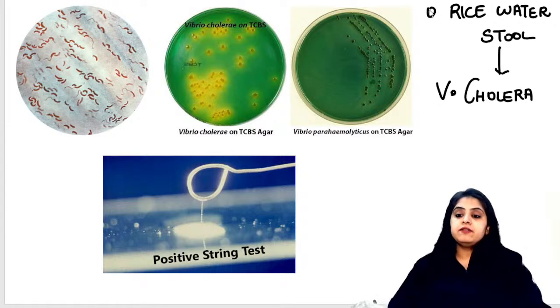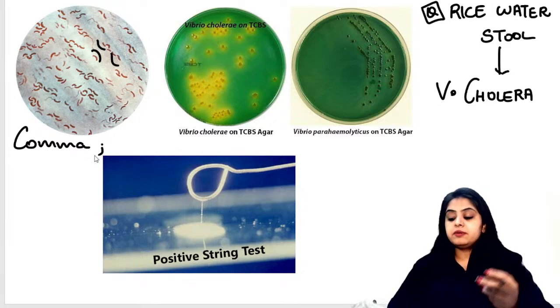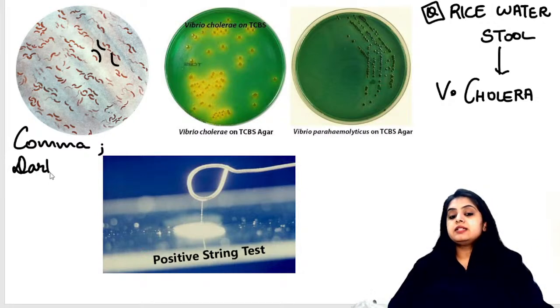Firstly, they will give you some rice water stool history. Secondly, they will ask you what is the shape of Vibrio. So look at this picture. Vibrio is comma shaped. Number one point, Vibrio is going to be comma shaped. Next, they will ask you what kind of motility. Vibrio is like those shooting stars, which no one can really see. So it has something known as the darting or shooting star motility.